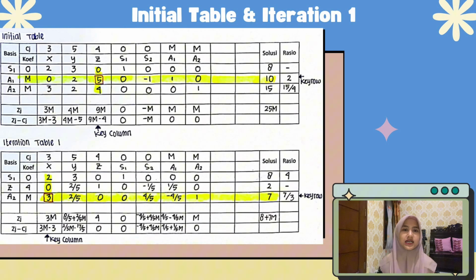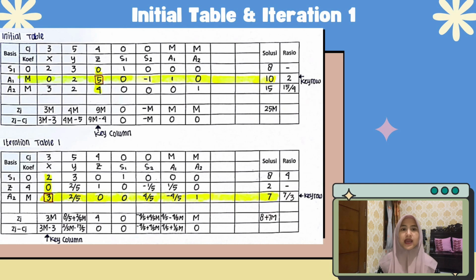To select the K column, look at ZG minus CG, the subtraction between the total objective function row and CG. Next, choose the column with the largest value for minimization. So 9M minus 4 is chosen and that column is the K column. Then to select the K row, divide the solution column by the value of the K column and then select the row with the smallest value, so that 10 is obtained and that row is the K row.